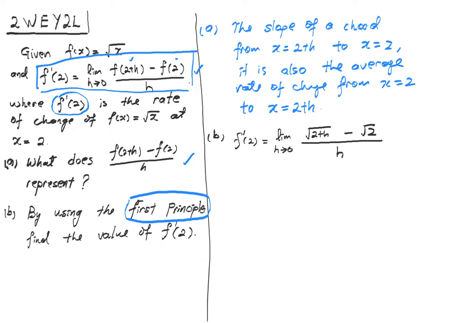Why do I put that divide by h? Can someone tell me? Why do I divide by h? How do I get down there must be an h? Yes. So how do you get that?